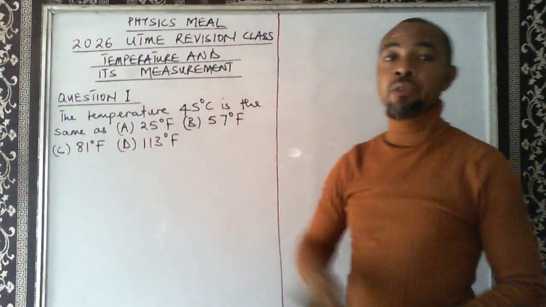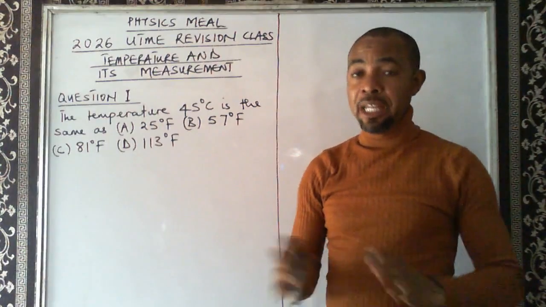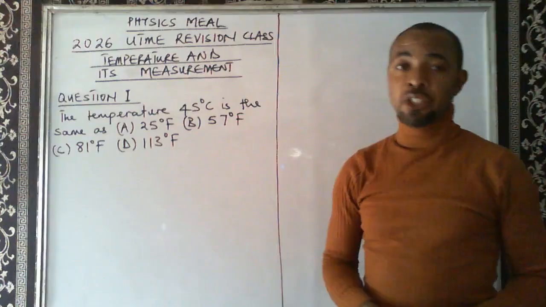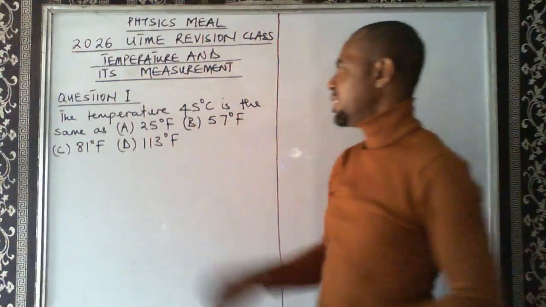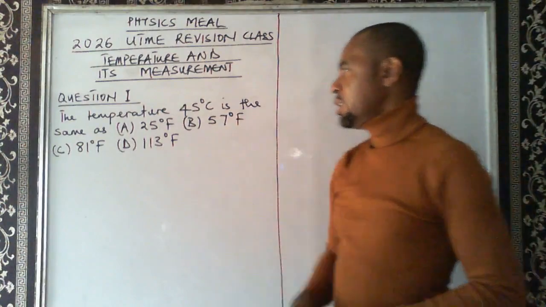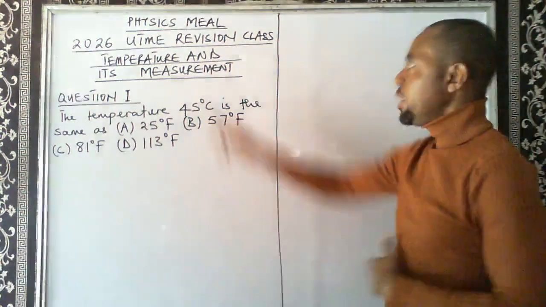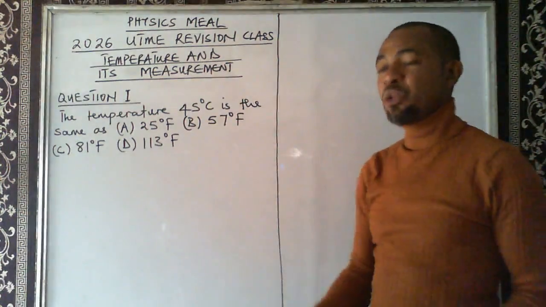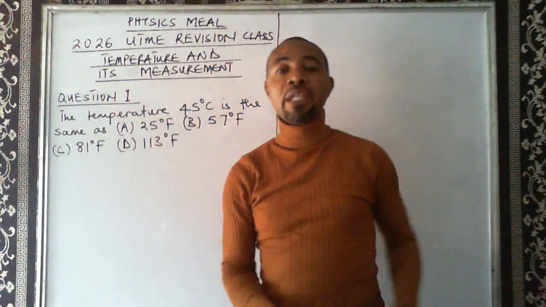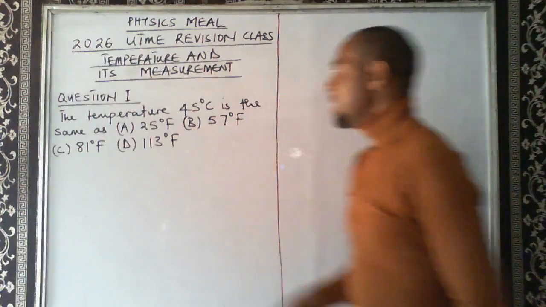So we have question one. We are not going to solve this question. We are going to first of all dwell on temperature a little, then we can actually solve the question, because the question is actually simple. The temperature of 45 degrees Celsius is the same as what in Fahrenheit. We are not dwelling on that now. So let's begin with temperature first. Let's look at what we mean by temperature and other things that are around temperature.